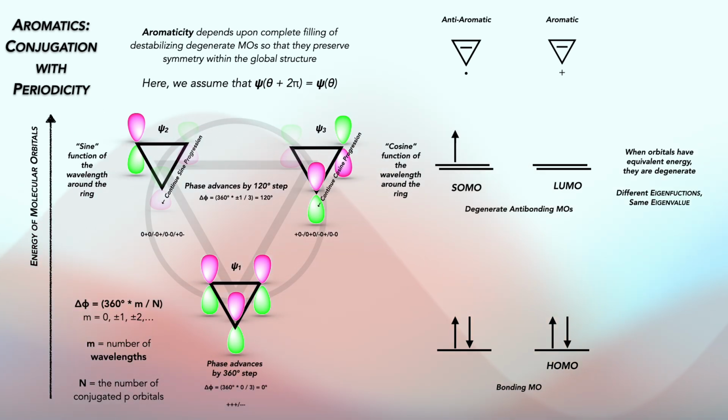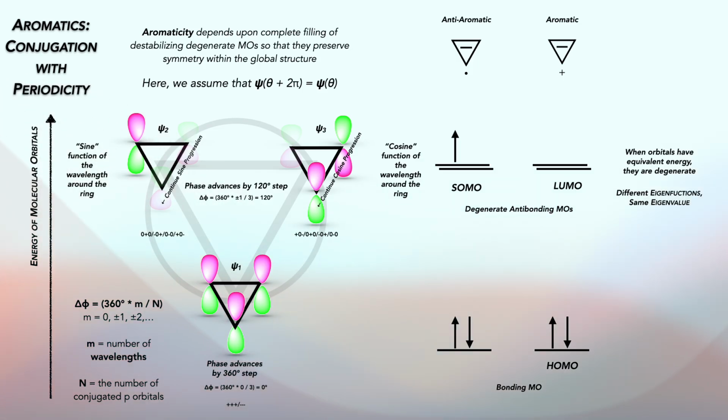But now we do something radical. We now close the conjugated chain into a loop. And the moment we do that, the physics changes. Because now the wave function must satisfy this condition that the wave function as a function of theta plus 2 pi is equal to the wave function as a function of theta. This is not a chemistry rule. This is a boundary condition on a wave.